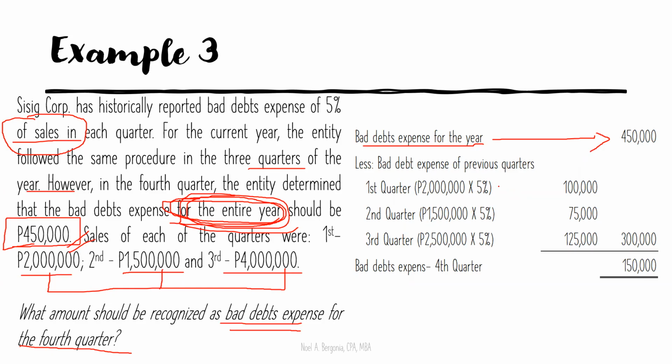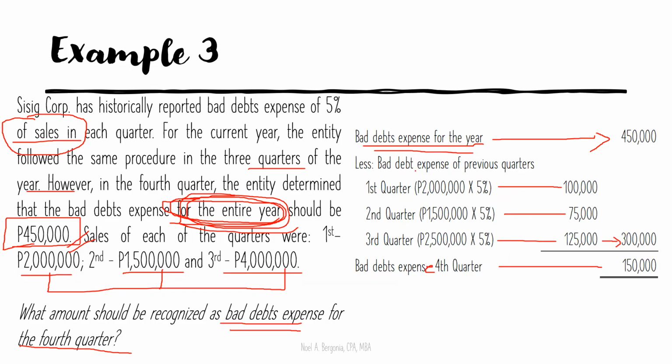For the first quarter, you have 2 million times 5%, which is 100,000. For the second quarter, you have 1,500,000 times 5%, so that's 75,000. And for the third quarter, you have 125,000. So all in the previous three quarters, we already have 300,000 of bad debts expense. They have estimated that the bad debts expense for the year is 450,000. That's why any increase will be attributed to the fourth quarter, and that would be 150,000.